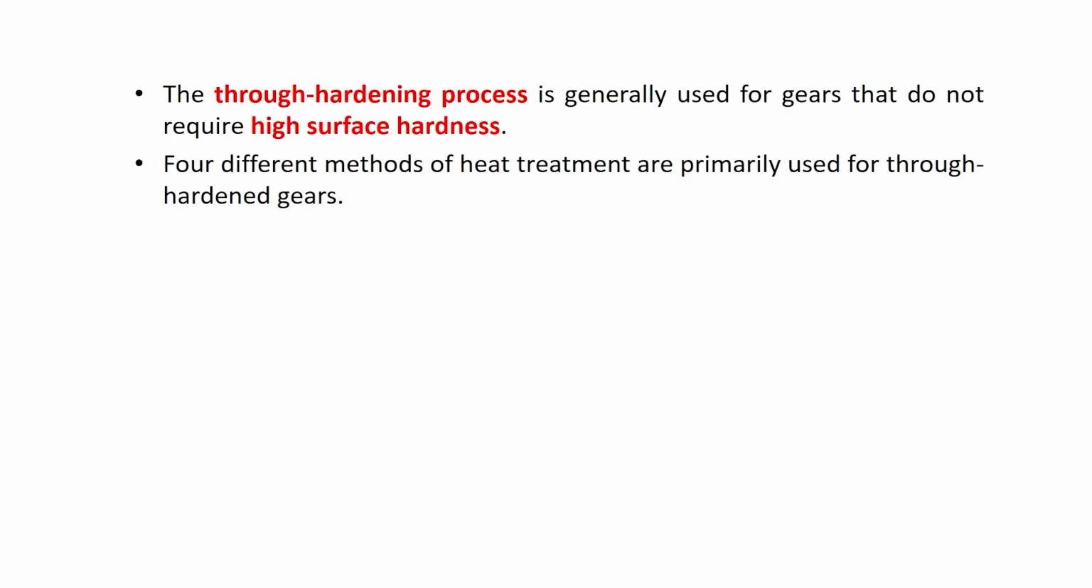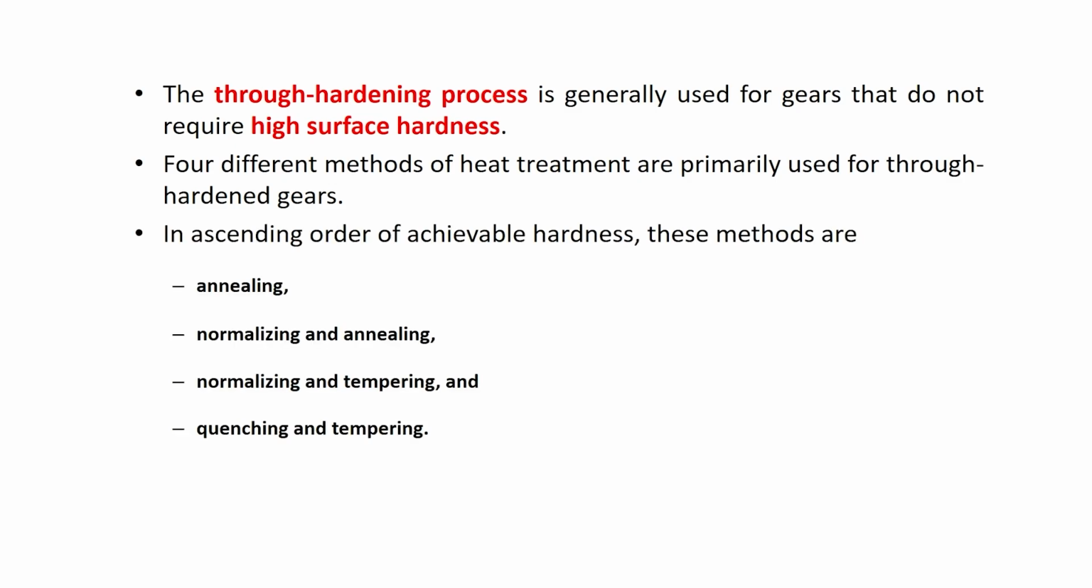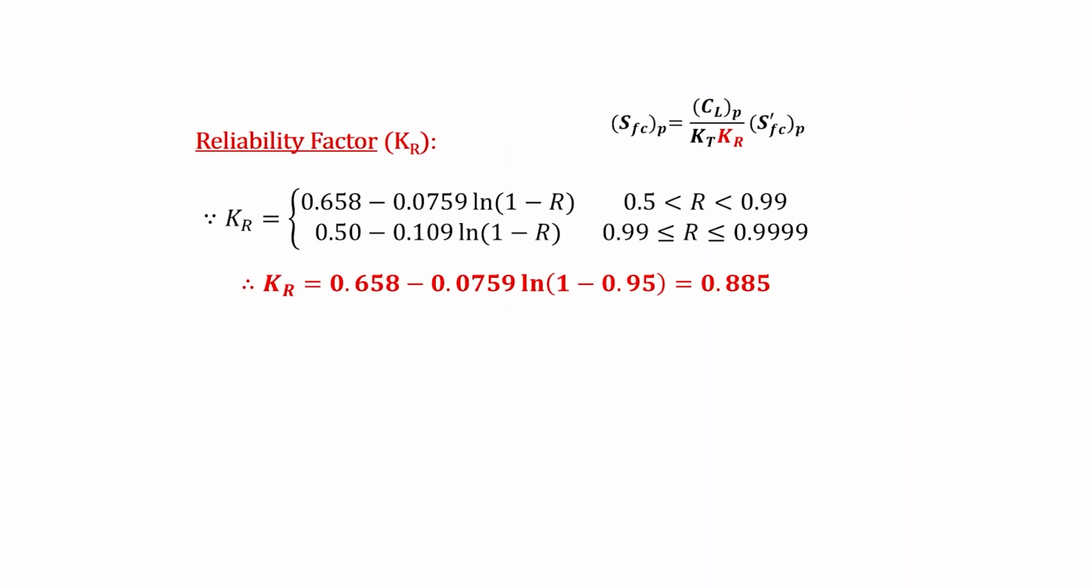The through hardening process is generally used for gears that do not require high surface hardnesses. 4 different methods of heat treatment are primarily used for through hardened gears. In ascending order, they are tabulated here. The reliability factor is determined from this formula. For our required reliability of 0.95, the reliability factor is this one.